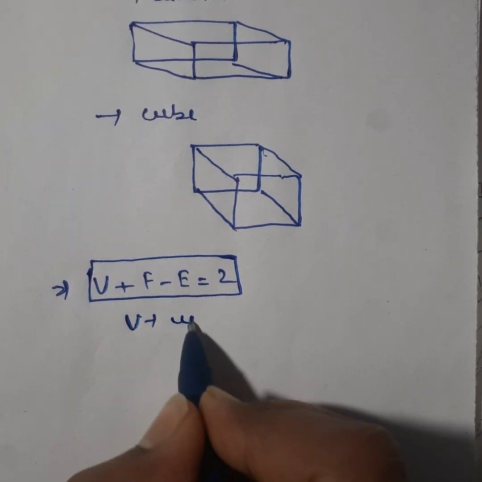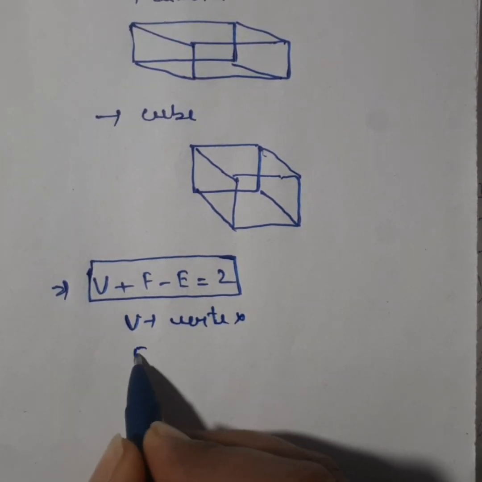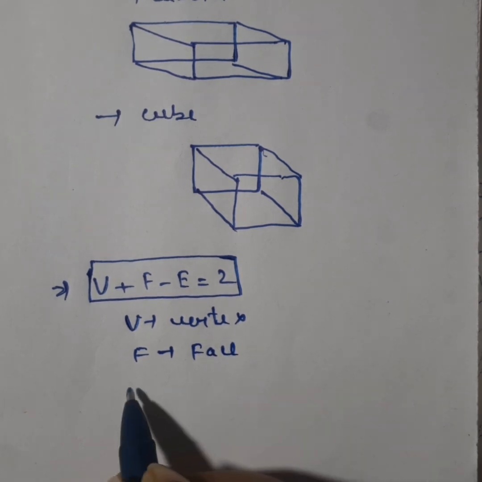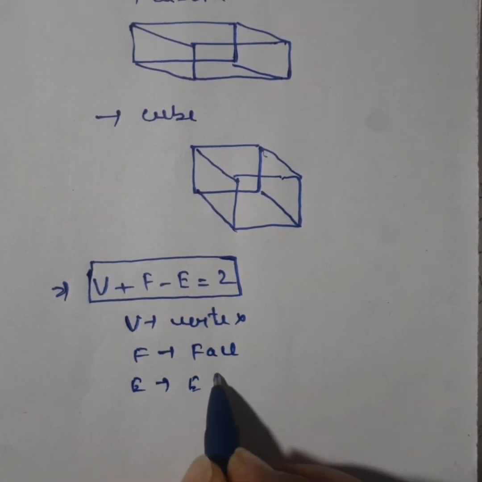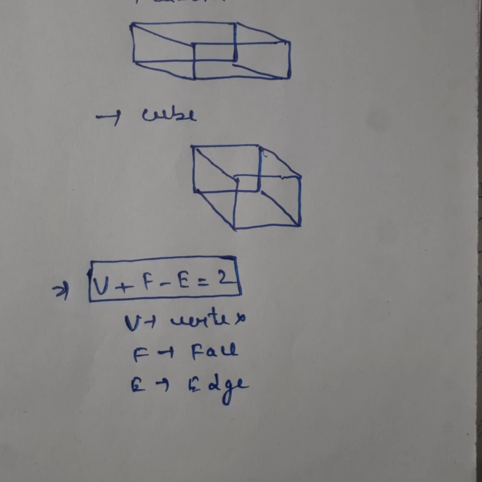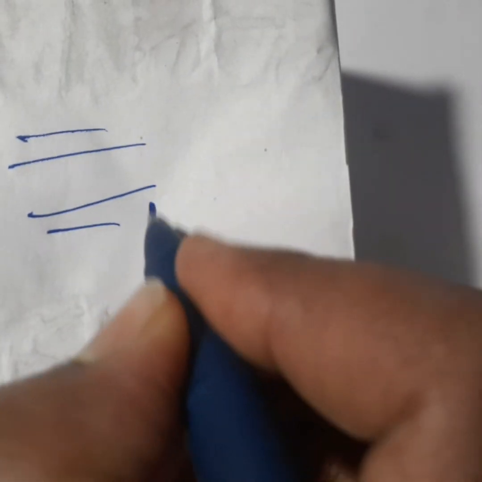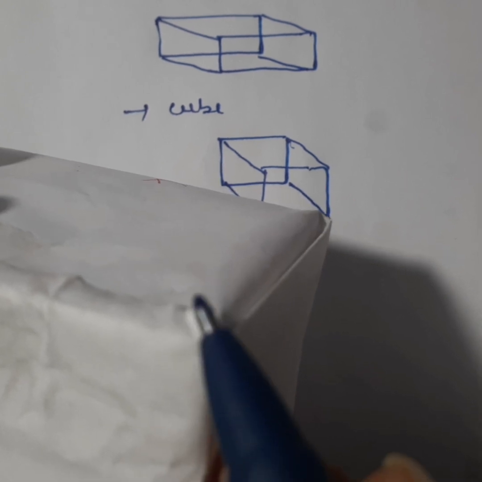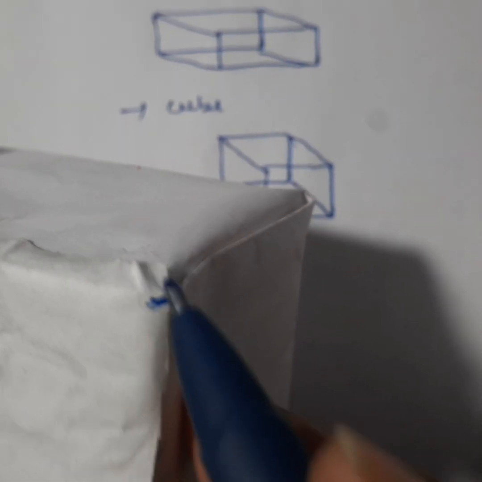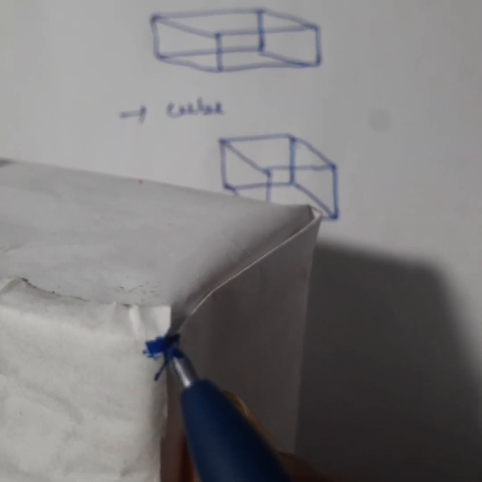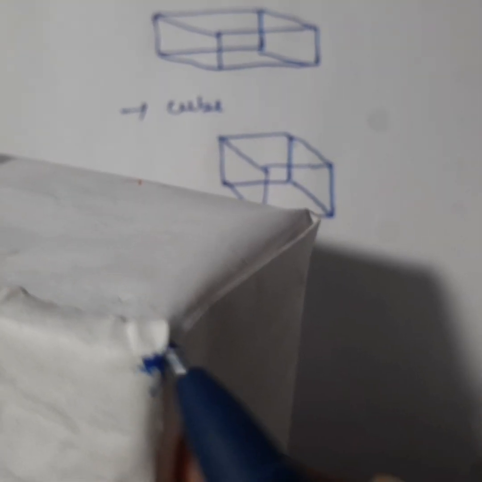V here is vertex, F here is face, and E here is edge. Now, what is a vertex, what is a face, and what is an edge? For that, I have a very simple cube over here to show that. This particular face that you can see is known as a face. If we turn it around, this particular point is known as the vertex, where 2 or 3 planes are joining each other, right?